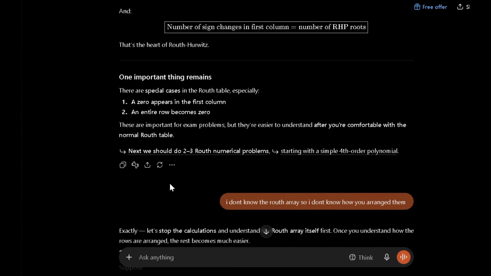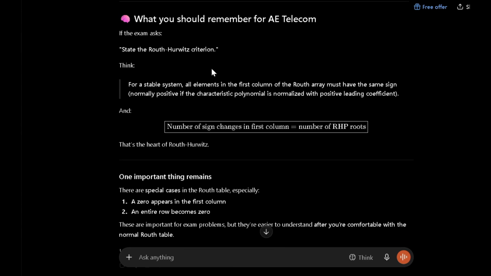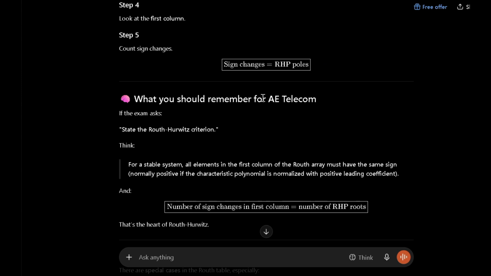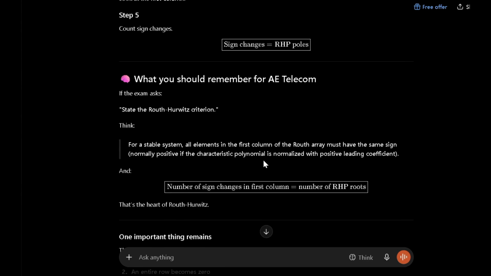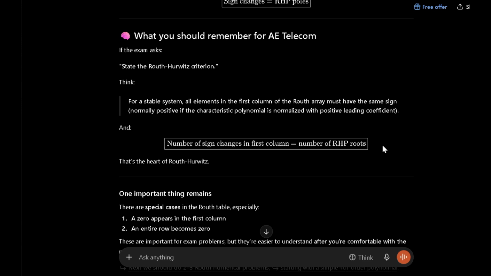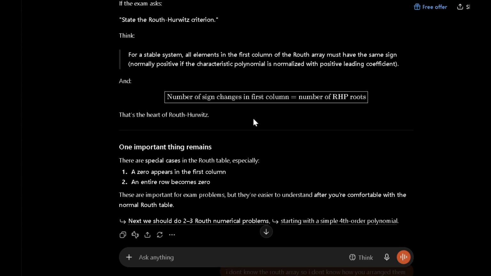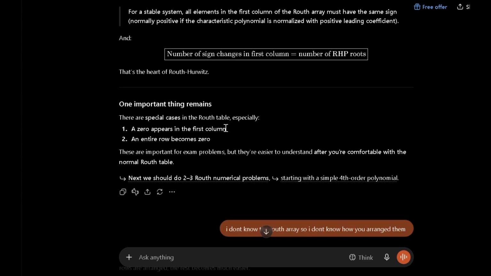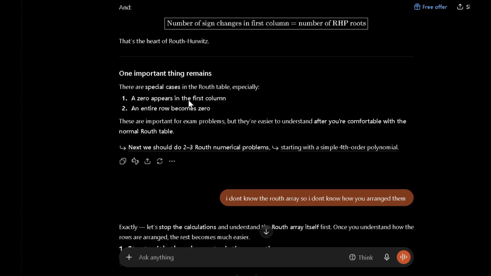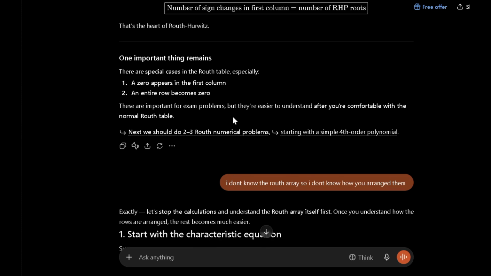Here are the rules you should remember for any Routh table. For a stable system, all elements in the first column of the Routh array must have the same sign. Assuming the characteristic polynomial is normalized with a positive leading coefficient, the number of sign changes in the first column equals the number of RHP roots. There are also special cases in the Routh table, especially when 0 appears in the first column and when an entire row becomes 0. Very important for exam problems, but they are easier to understand after you are comfortable with the normal case.